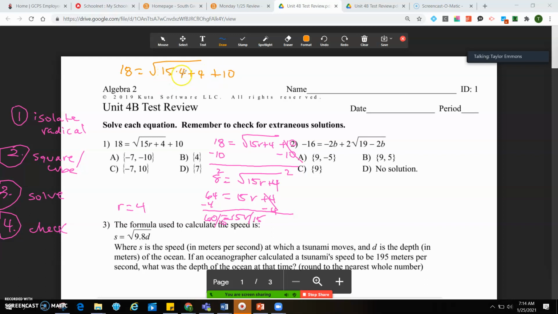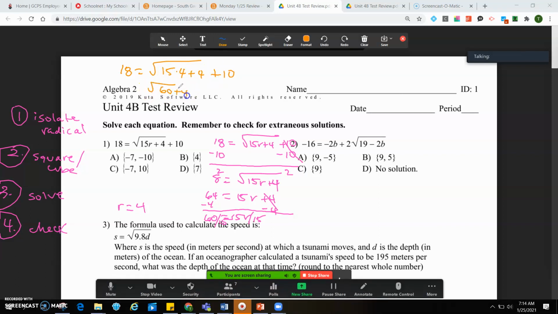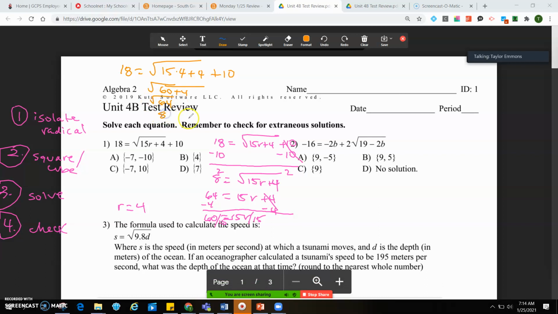So we know that 15 times 4 is going to give us 60. And 60 plus 4 is going to give me 64. The square root of 64 is 8. 8 plus 10, is that equal to 18? Yes, so our answer should be 4.